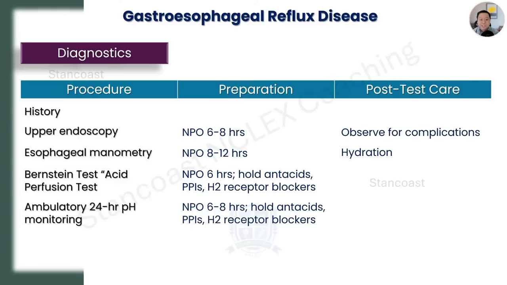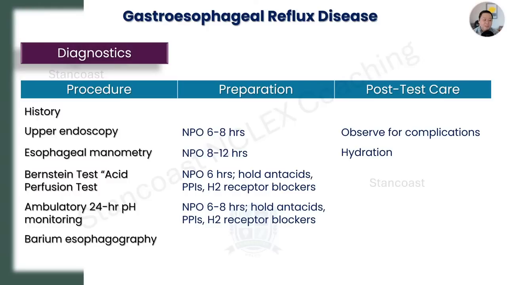Now, for the post-test care, you need to incorporate in the teaching that the capsule will naturally detach itself after 1 to 2 days, and this will pass through the digestive system. The patient may experience some slight discomfort from the catheter or capsule insertion, which will typically resolve after the procedure. Now, the results of the test will be reviewed and treatment will be adjusted based on the findings.